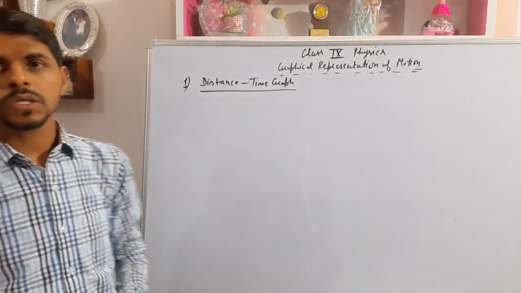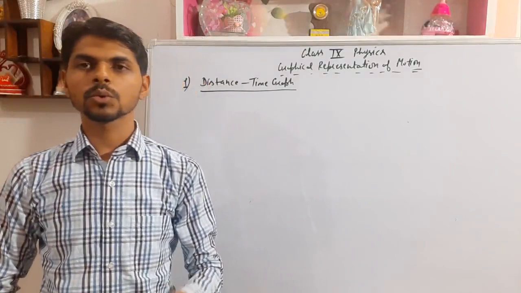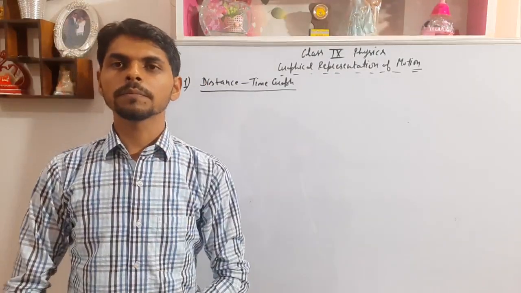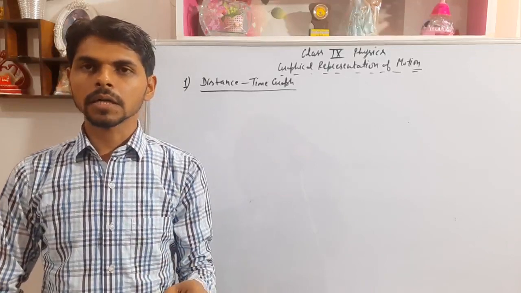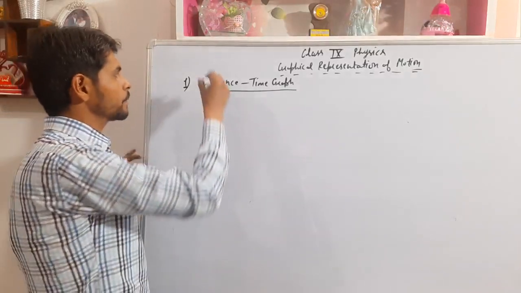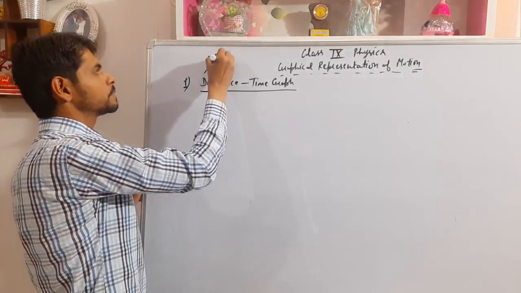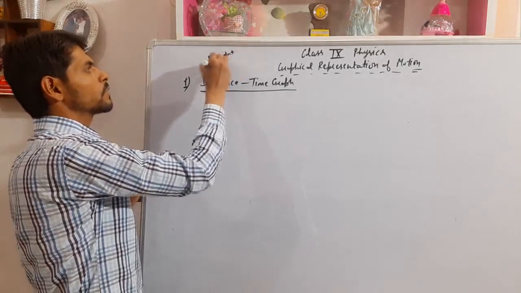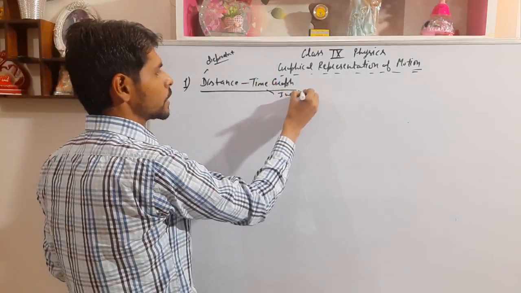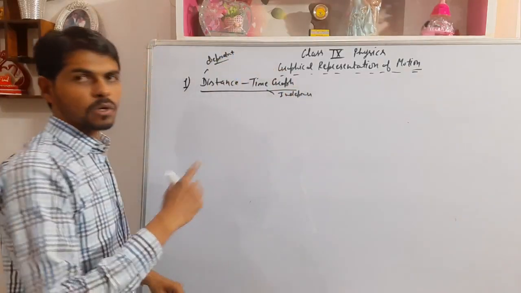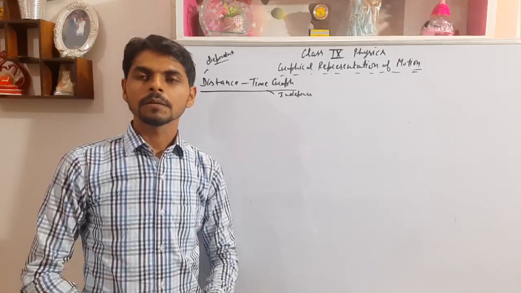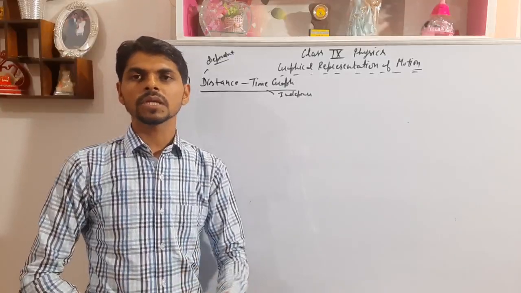The graph is always drawn between two terms, by taking two terms. Out of the two terms, one term is dependent and another term is independent. In this, distance and time, distance is the dependent term. And what about time? Time is the independent term. It means distance is dependent on time. Time is changing and distance is also changing. But time is independent. Time is not changing with the distance.